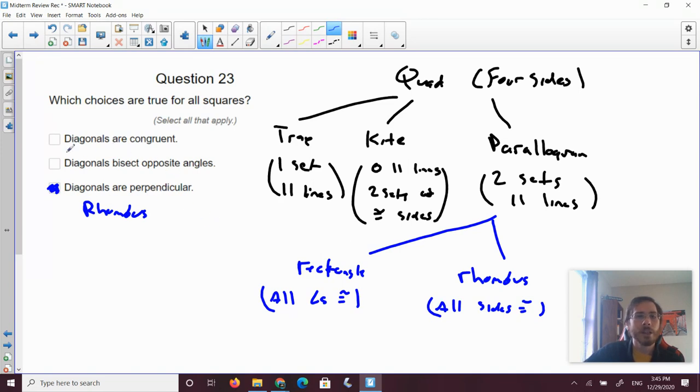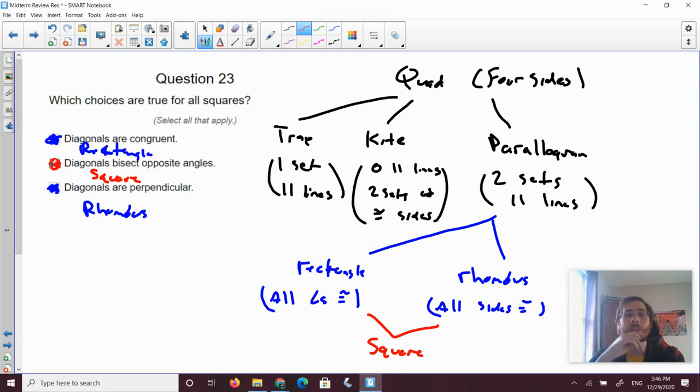Diagonals are congruent. This is actually a rectangle property. So we can pick that one too, because in a rectangle, the diagonals have to be congruent. So that's nice. So we got two of those. But we know if we put these two together, that's how we get the square. And it turns out one of the properties of the square, its unique property, is that the diagonals will bisect the opposite angles. You'll get 45-degree angles if you draw in the diagonals. So we got to pick all of them because they're true for all of them. So that one works out.